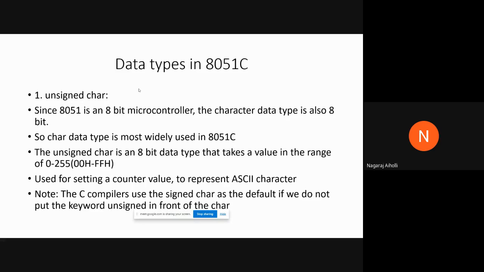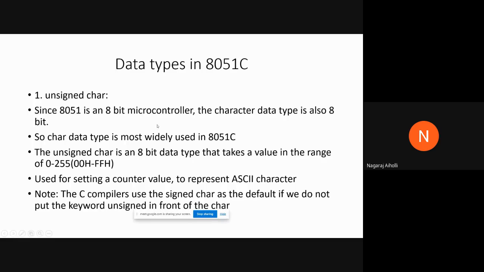What is meant by 8-bit microcontroller? Can anybody tell me? It can handle 8 bits at a time, sir. Yes, you are right. That means the data bus of 8051 microcontroller is 8-bit. The meaning of 8-bit microcontroller is that the data bus is maximum 8-bit. That is why 8051 is called an 8-bit microcontroller.